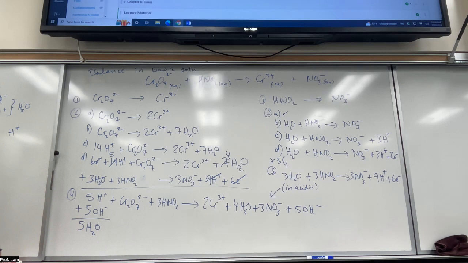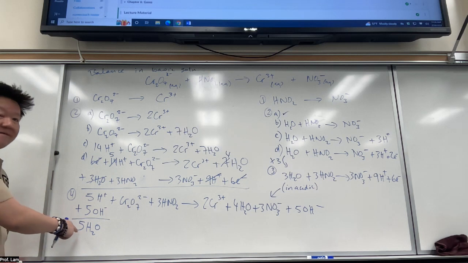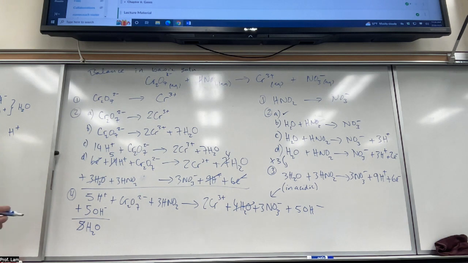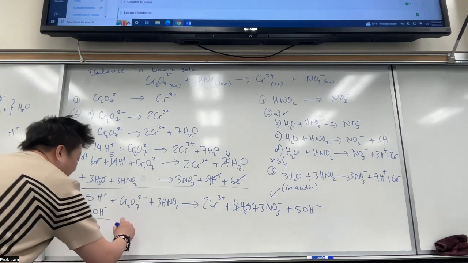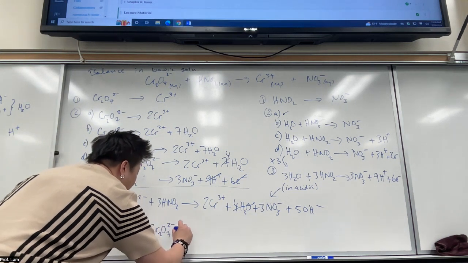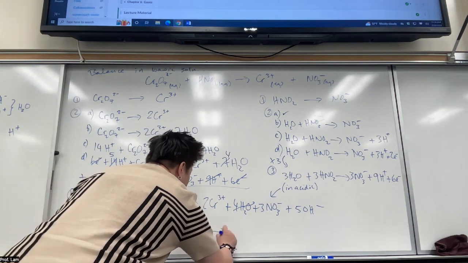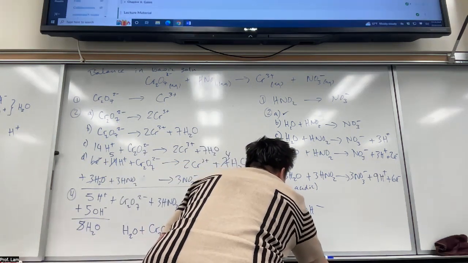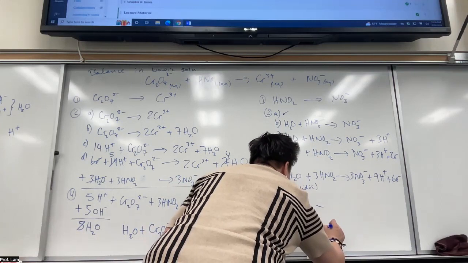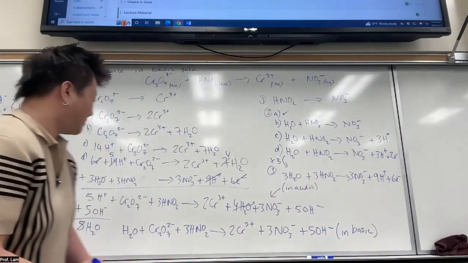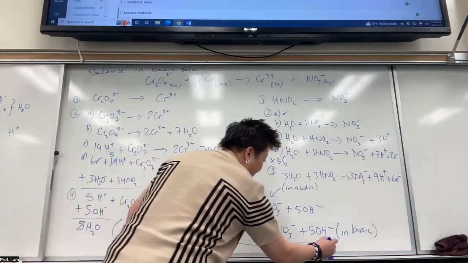You see waters we can cancel? On the right side, how many waters? And on the left side, we just had 5. So this one can cancel, and how much left over do we have over here? Just 1, right? So we can rewrite it so it looks nice: 1 water plus Cr2O7 2 minus plus 3HNO2 goes to 2Cr3 plus, 3NO3 minus, plus 5OH minus. Okay. Now, this is the answer for basic, right?